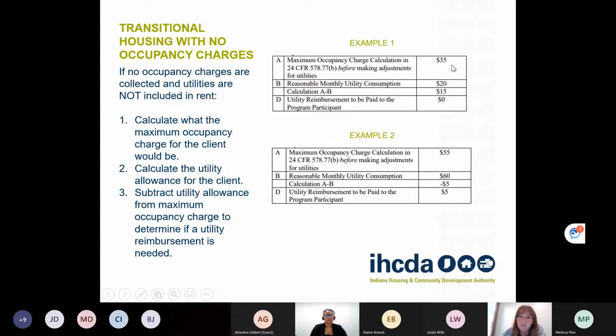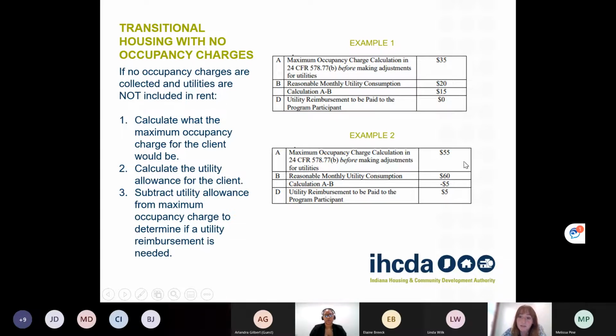So in the first example, the client would be expected to pay $35 a month if there were an occupancy charge. Their utility allowance is determined to be $20. Since there is $15 left over that they would have if they were paying that, then there is not a reimbursement that needs to be paid to the client.